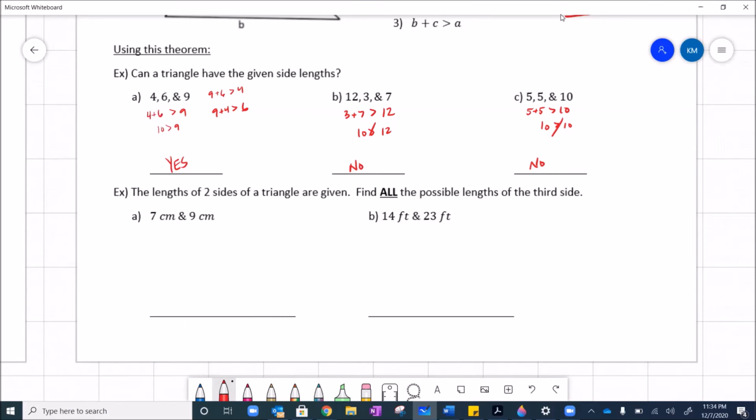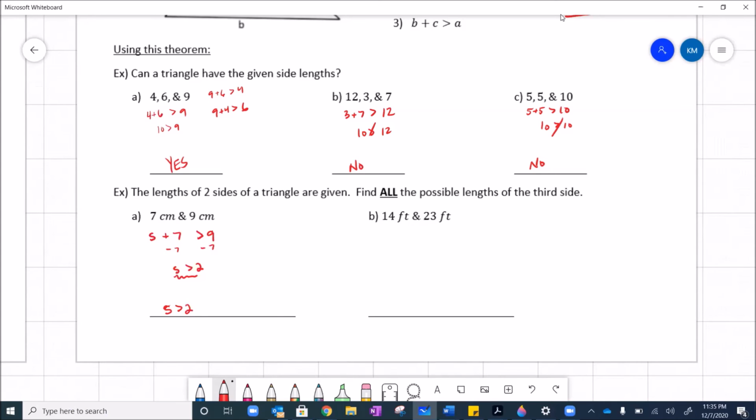Between these two, what if 9 is the largest number? Okay, kind of going with the same thought process here. If 9 is the largest number, I need my small side plus the other side to be greater than 9. And so I would solve for what my small side is going to be. Subtract 7. Small side has to be greater than 2. Okay, this is my minimum. So in my inequality, I'll just say side, even though I used S for small side. S is greater than 2.